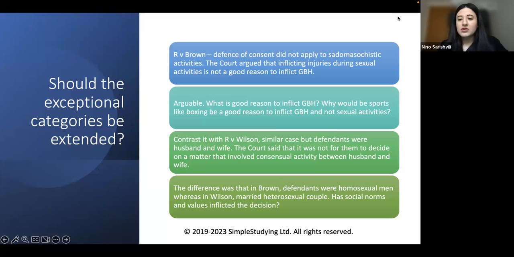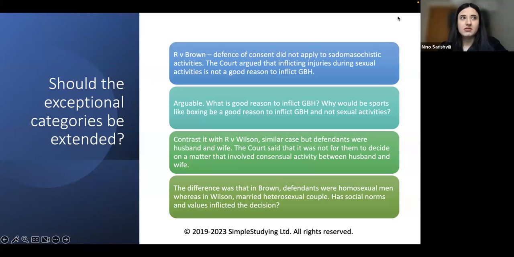and the court did not need to be involved in the private lives of a married couple. So the controversy here is that in the first case, there were heterosexual men who were involved in sadomasochistic activities, whereas in the case of R v Wilson, there were married couples. So what is the legal basis of distinguishing these two cases?